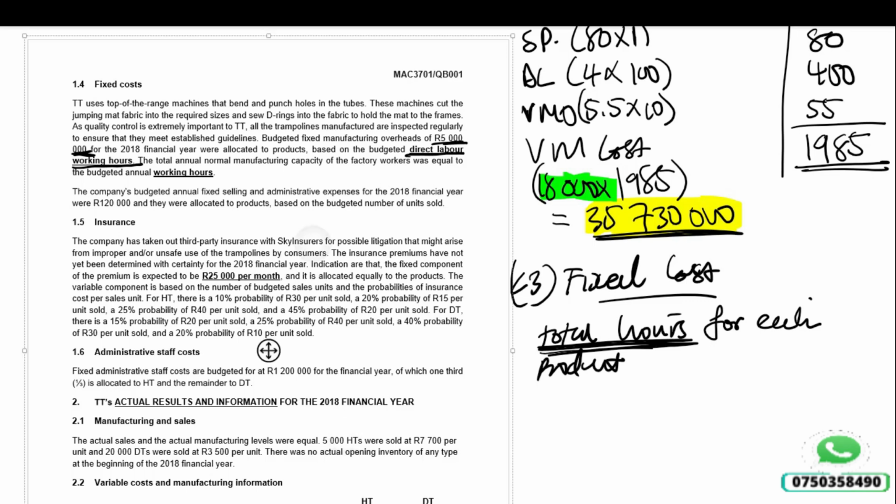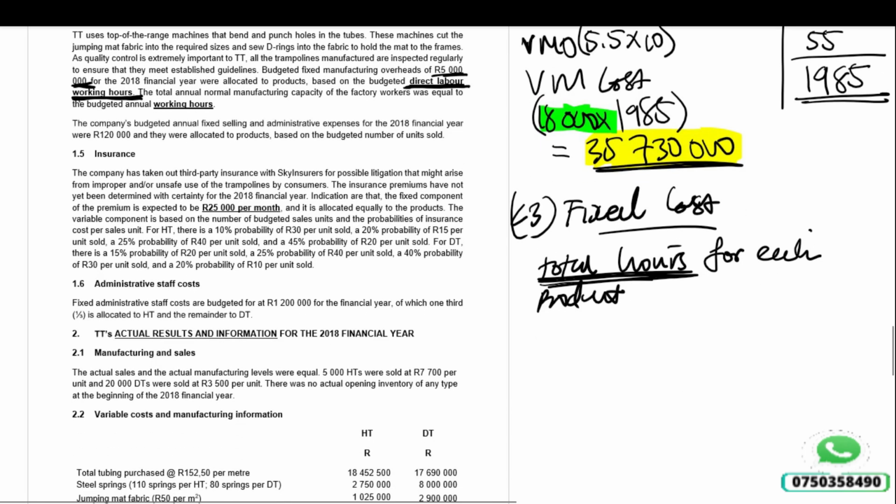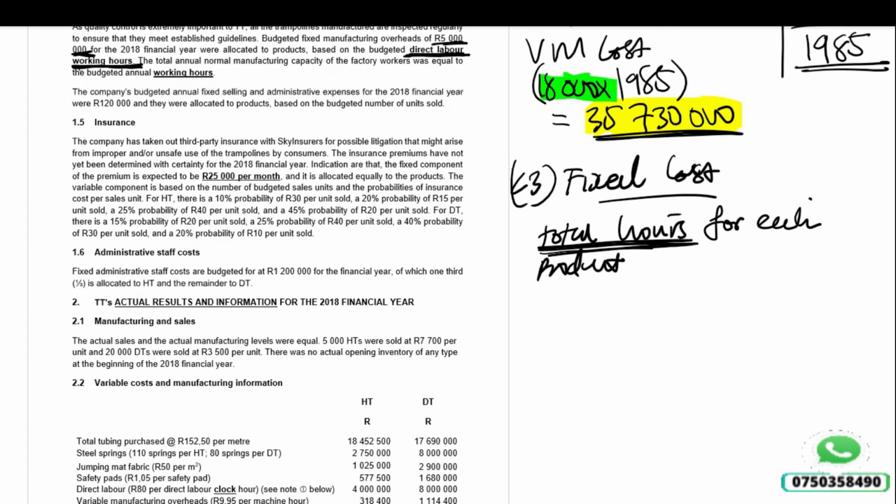They've actually told you that the total annual normal manufacturing capacity of the factory was equal to the budgeted annual working hours, right? So this is budgeted direct labor hours. We need to know how many hours in total are going to be budgeted for HT and how many hours in total for DT. Then that becomes the allocation base. Okay, so let's look at the hours needed for HT.